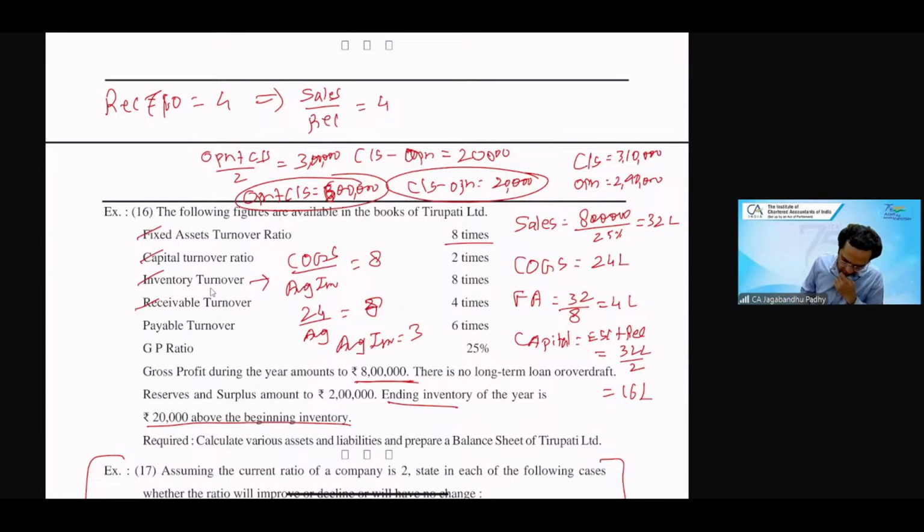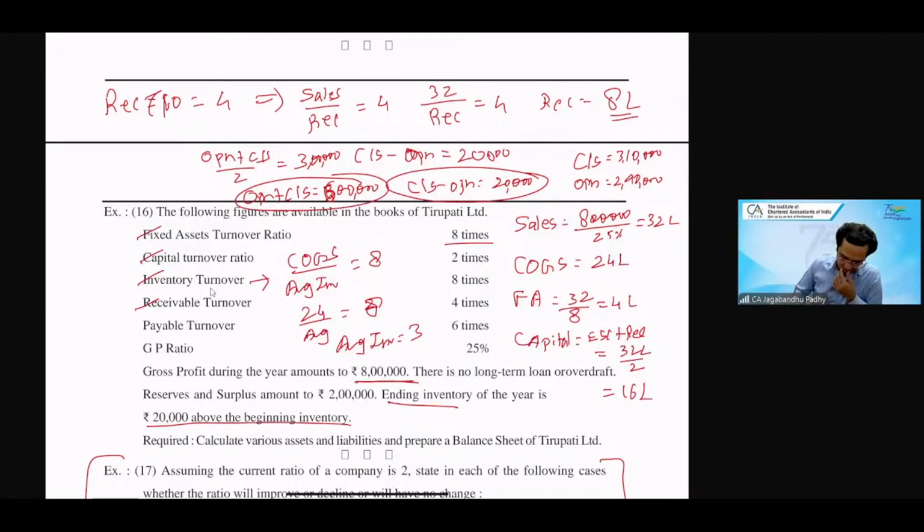What is the value of sales? 32 lakhs. 32 lakh upon receivables is 4, so we get the value of receivables as 8 lakhs. Correct? Right, guys? Yes, did we get the receivable as 8 lakh? Yes, sir.